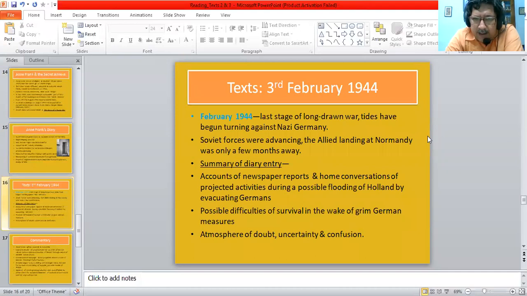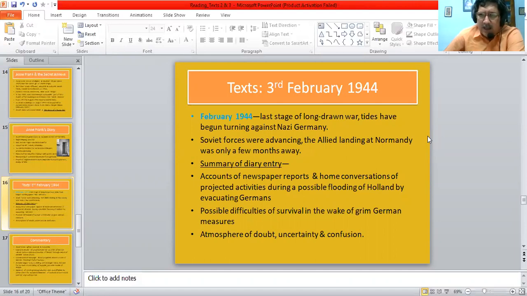Now, Anne Frank talks about accounts of newspaper reports and home conversations of projected activities during a possible flooding of Holland by evacuating Germans. So the way that they shall all react against this flood. This is the stuff of her entry. And she talks about it in an extremely humorous kind of way. So possible difficulties of survival in the wake of grim German measures are also talked about.